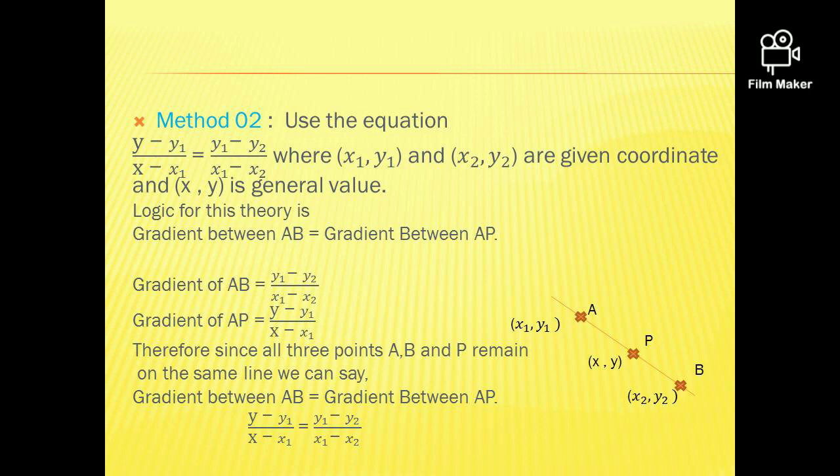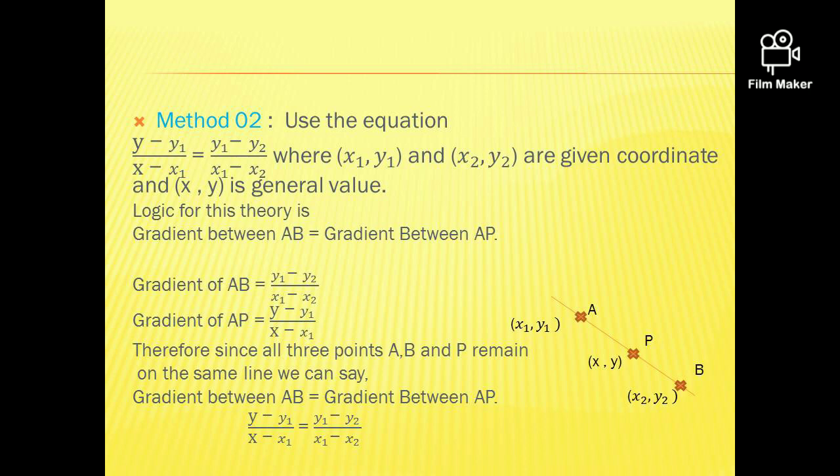How to find the gradient of AB? I will use the formula y1 minus y2 divided by x1 minus x2. Therefore, if you substitute the coordinates of AB, you will obtain the answer as y1 minus y2 divided by x1 minus x2. Then the gradient of AP. AP is y minus y1, that is the difference of the y coordinates, divided by x minus x1. With that, you will obtain the gradient of AP as y minus y1 divided by x minus x1.